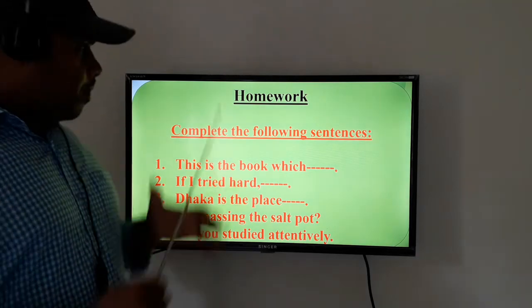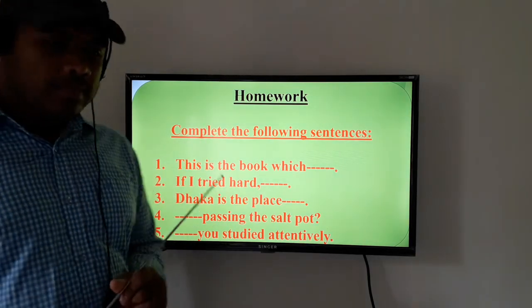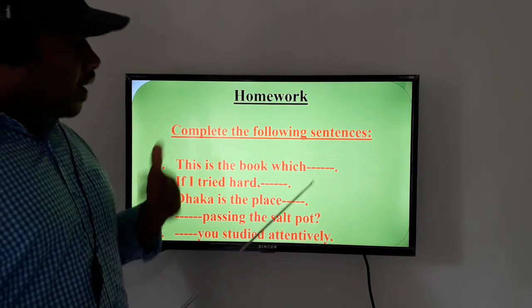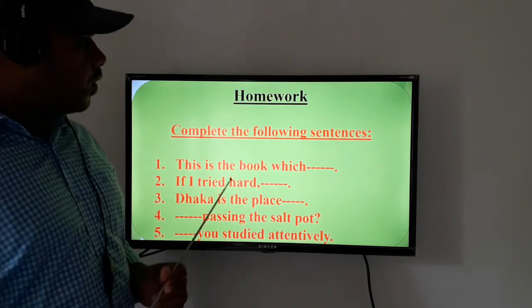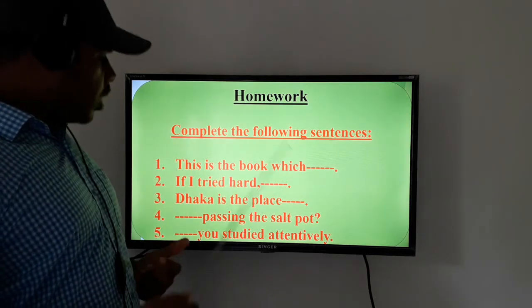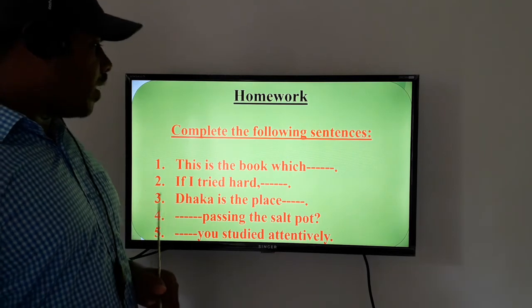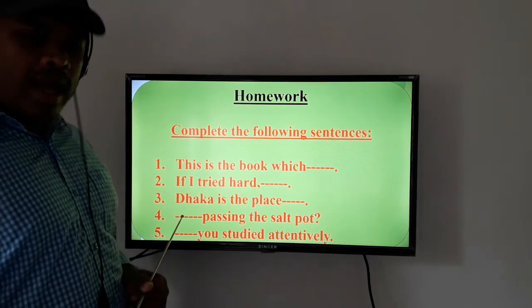Dear students, there is homework for you. Complete the sentences that I talked about in my first part, and the second part also. Based on those rules, you will complete these sentences. This is homework for you, and you will practice at home. Okay? I think you understand.